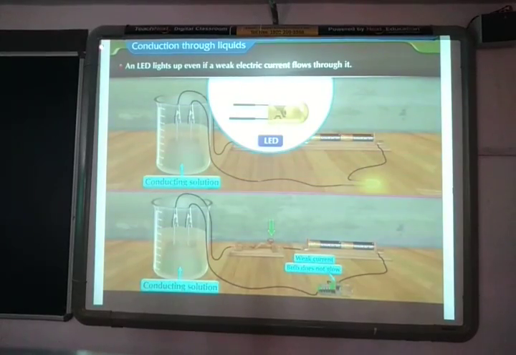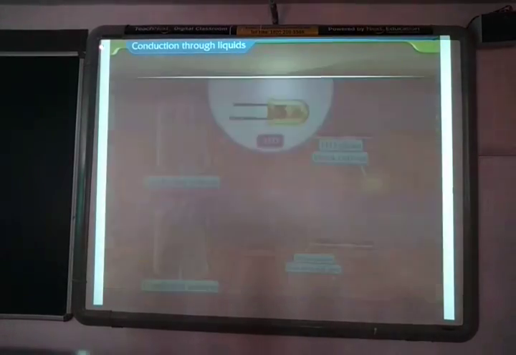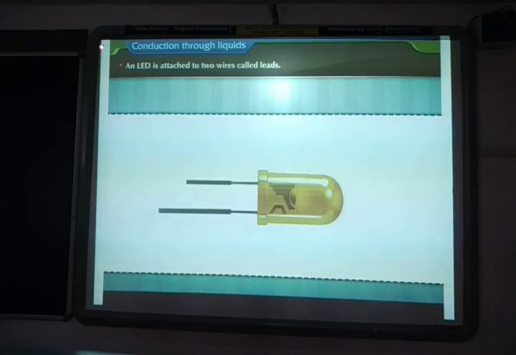An LED lights up even if a weak electric current flows through it. It consumes very less electrical energy as compared to an incandescent bulb. An LED is attached to two wires called leads. One of them is slightly longer than the other. The longer lead is always connected to the positive terminal of the battery, while the shorter lead is always connected to its negative terminal. Let us now connect the LED in the tester.